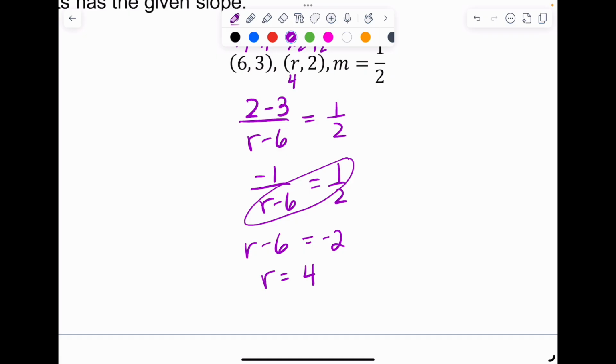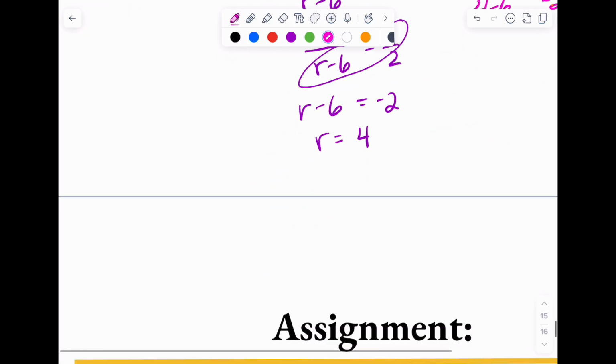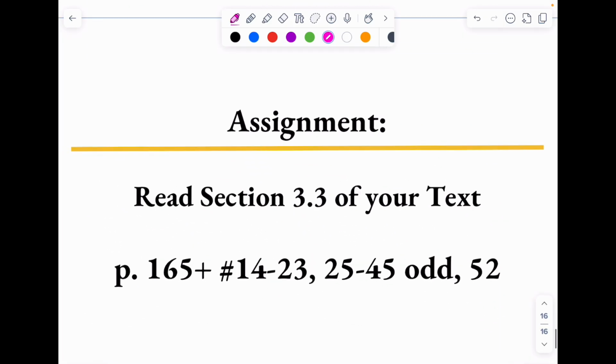I'll go ahead and do this one because the numbers are nice. We can check our answers. If I take 2 minus 3 over 4 minus 6, I get -1 over -2, which is 1/2, and it checks.